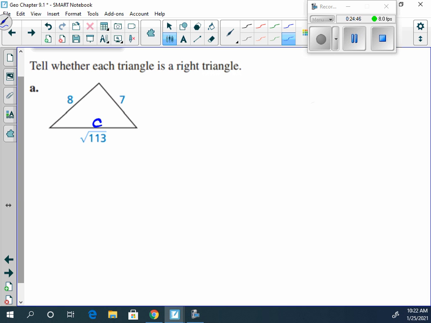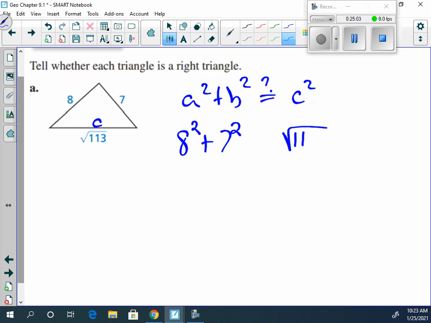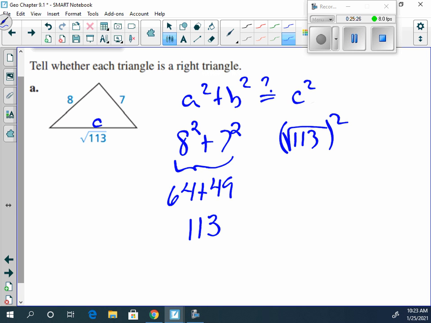So to determine if it's a right triangle, we're going to use a squared plus b squared and find out c squared. Now, if these are equal, then it is a right triangle. If they are not equal, then it will not be a right triangle. And we can plug in a and b, and plug in c, and see if these are equal. So the first thing we can do is 8 squared plus 7 squared. Well, 8 squared is 64. 7 squared is 49. And if we add these together, we get 113.